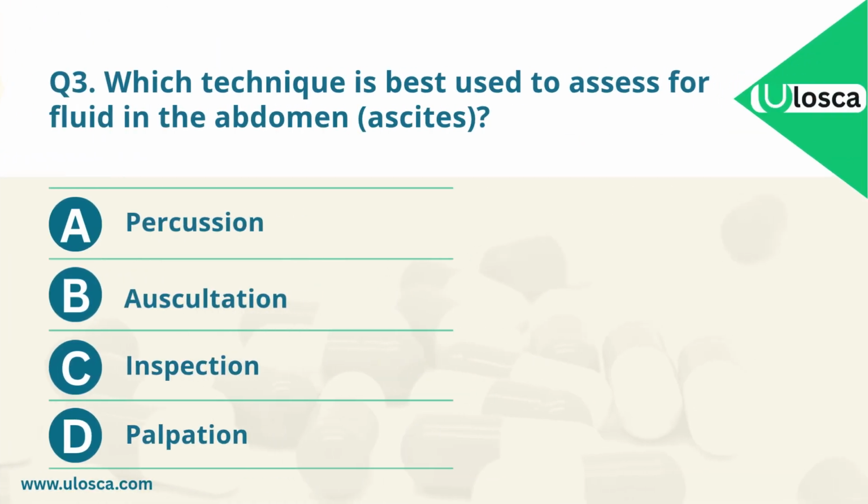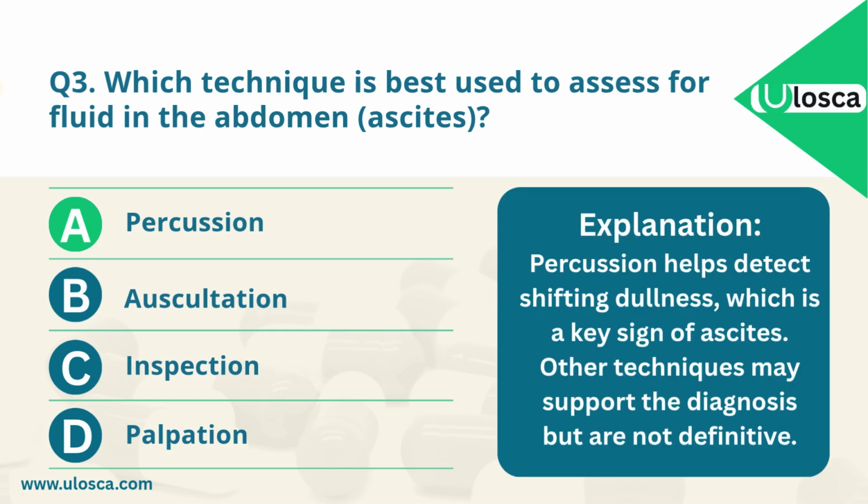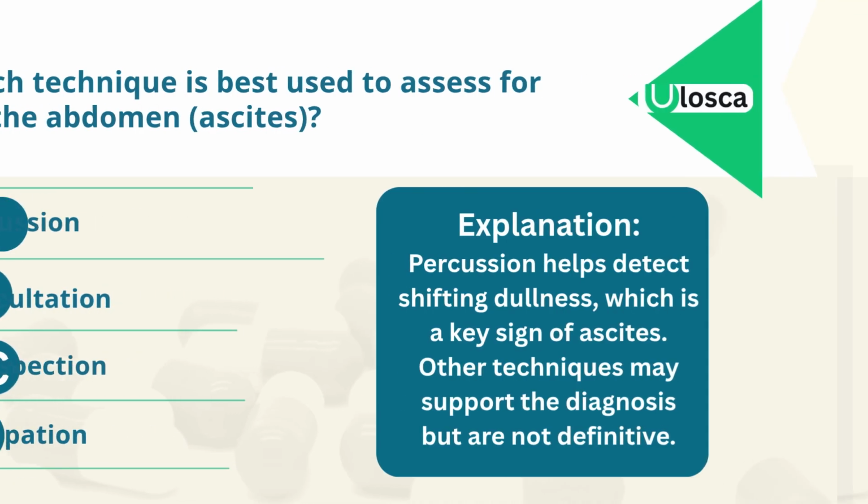The correct answer is A. Percussion. Explanation. Percussion helps detect shifting dullness, which is a key sign of ascites. Other techniques may support the diagnosis but are not definitive.